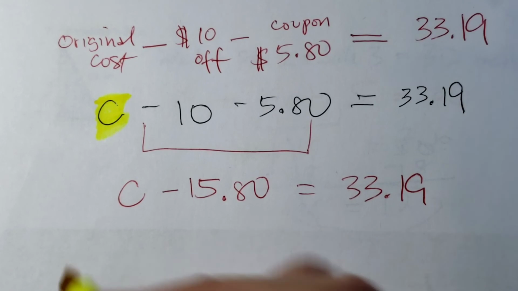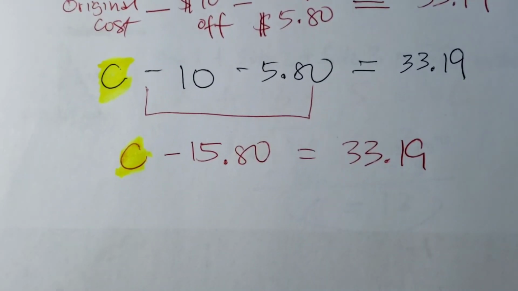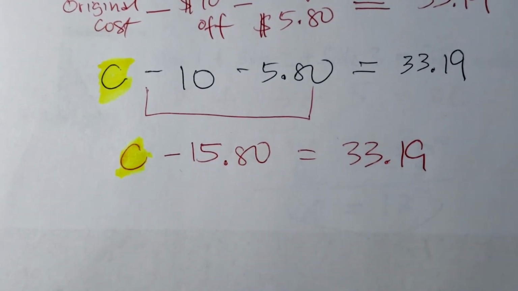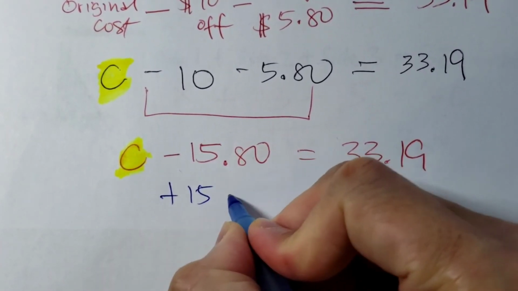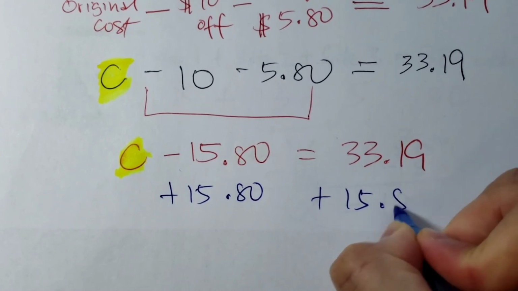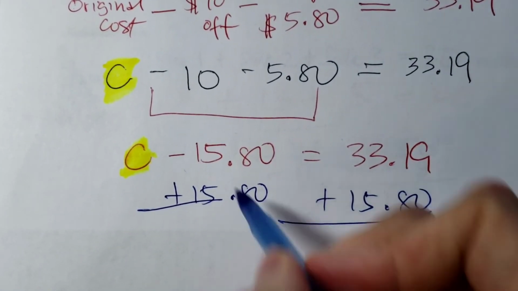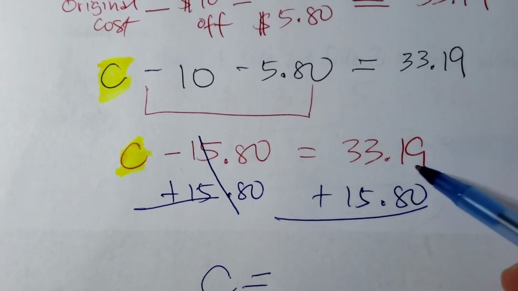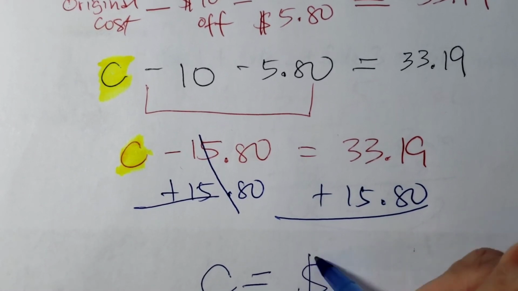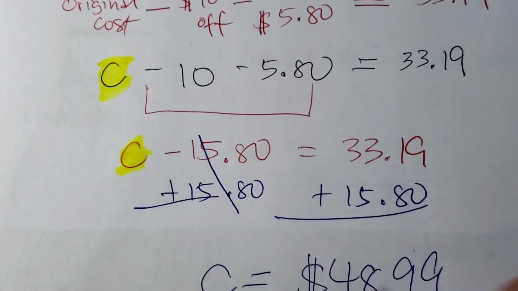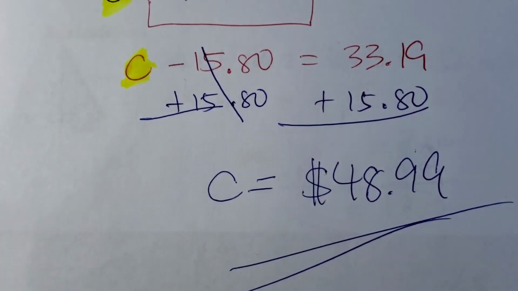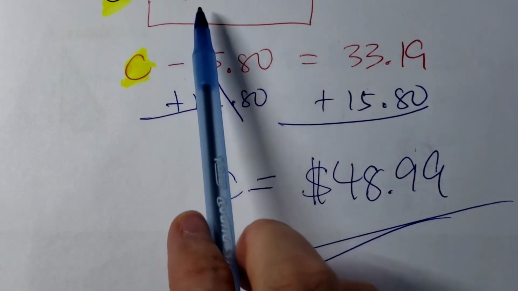Okay, now we can solve for C. Yes, we need to add 15.80 because it's the inverse operation of subtraction. And we need to do it on the other side as well because yes, it is the property of equality. So plus 15.80, plus 15.80. Voila! This becomes a 0 because both are opposites. C is equal to, if you add these two values, that should give you 48.99. So the original cost of the jacket is $48.99.